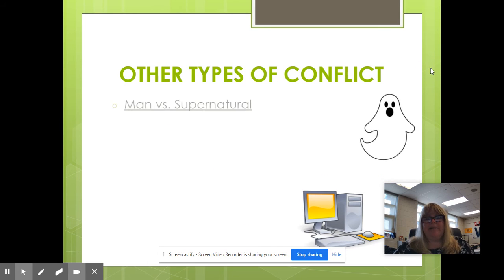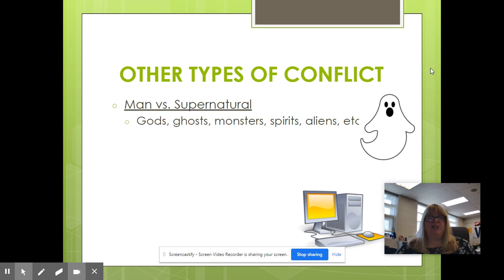Other types of conflict we can have: man versus supernatural, such as ghosts, gods, monsters, spirits, aliens, etc. Again, I'm going to date myself here. I'm going to talk about the movie Gremlins. I love the movie Gremlins. And the main character, Billy, has a conflict with the little creature that he bought, this cute little creature he bought that turns into this nasty fighting type of creature. And it's a monster. So that's a man versus supernatural type of situation.